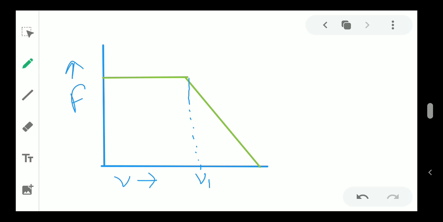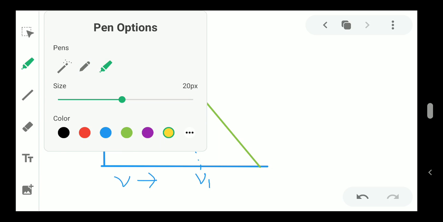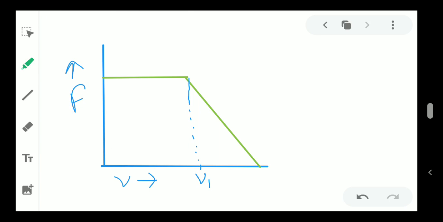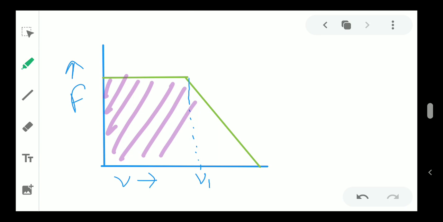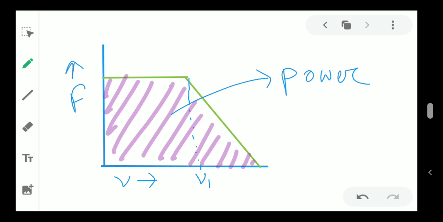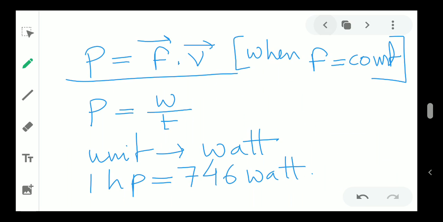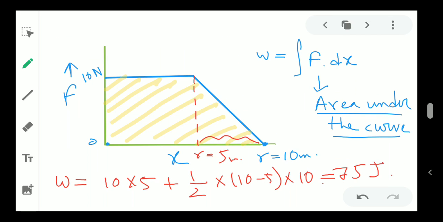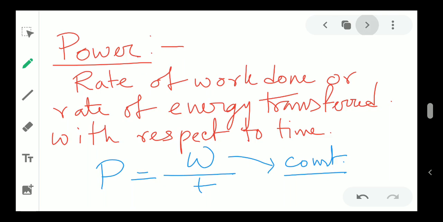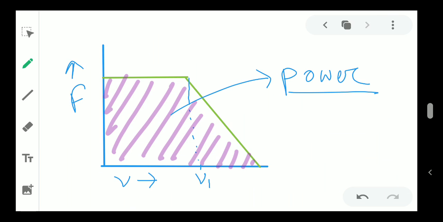So you can directly tell that in these cases this whole area under the graph will be nothing but your power. You just find out the area by geometry under the graph and you will get the power. If it is given force and displacement, then it is work, as I have told in my last topic. And if this is force and velocity, then it is nothing but your power.